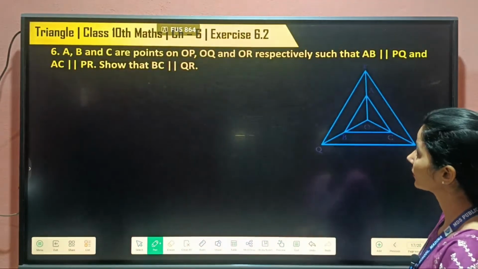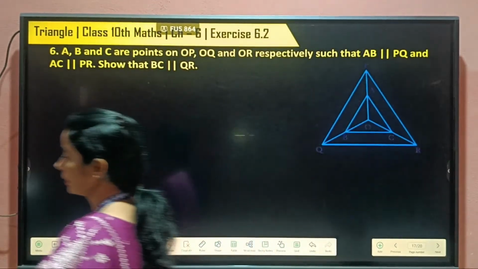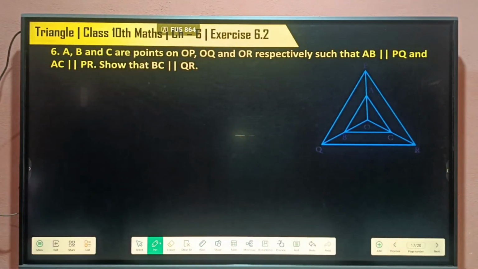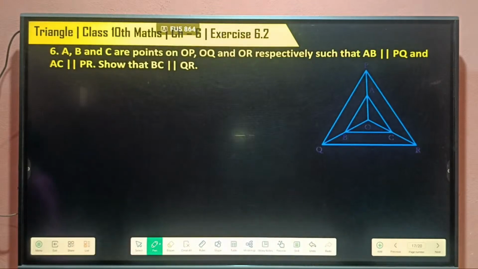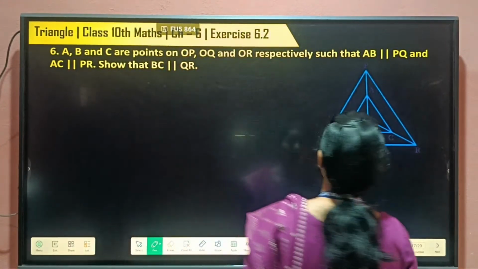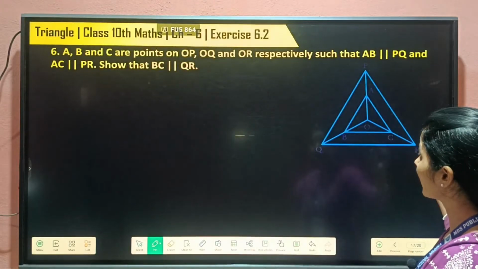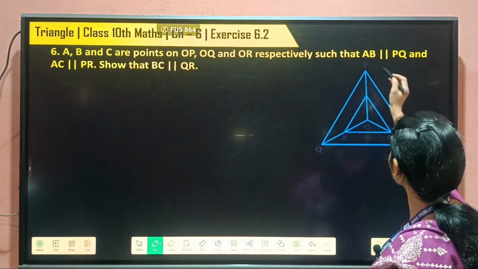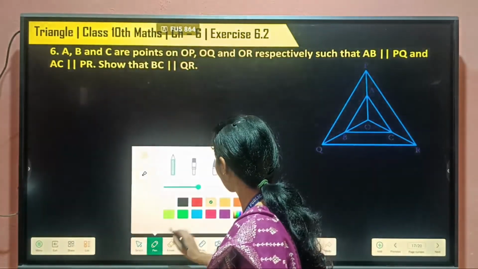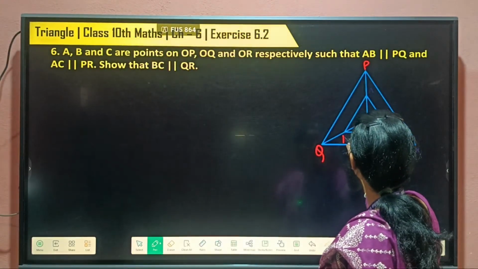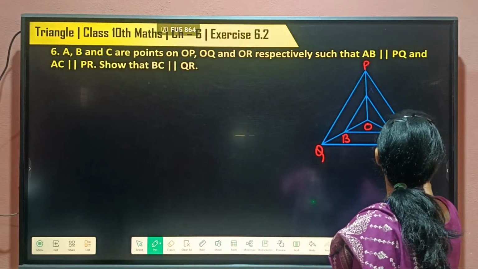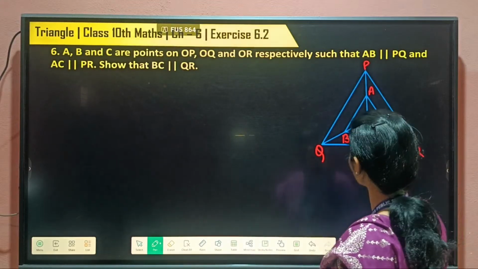Question number 6. What is question number 6? A, B, C are points on OP. Let us write these points. This point is P. This point is Q. This point is O, R. And this point is A.